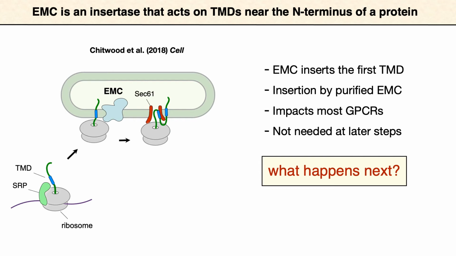And very importantly, we know that EMC is not needed at later steps. If we force correct insertion of the first transmembrane domain in the absence of EMC, the second transmembrane domain is inserted just fine. So then the question is, what happens next? What I mean by that is, what happens when these transmembrane domains are all inserted correctly, but then the protein needs to fold, and which factors are facilitating that?